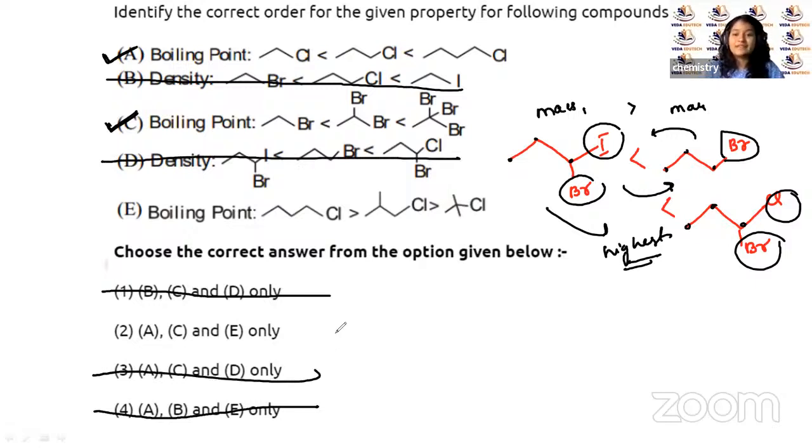So we are left with only one option, that is option 2, and that is going to be your correct answer. Nevertheless, we are going to look at the last option as well, and again it is talking about boiling points, and here we'll see what is being done. We'll erase this part.